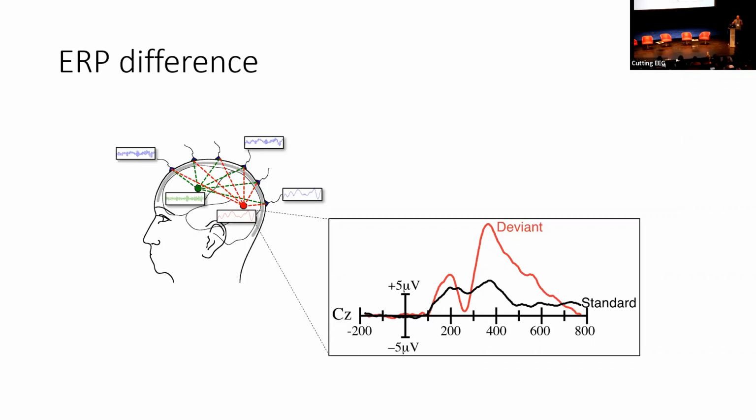Like there would be a stimulus presented. We don't care about how the brain processes each stimulus. We care about how the brain processes the difference between the two stimulus types.